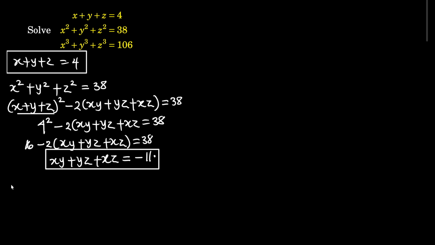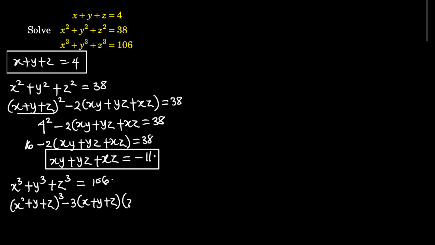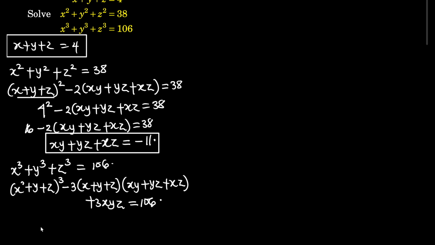The last equation is x to the power of 3 plus y to the power of 3 plus z to the power of 3 equals 106. The identity for this is (x plus y plus z) to the power of 3 minus 3(x plus y plus z) multiplied by (xy plus yz plus xz) plus 3xyz, and this is equal to 106. We can see that x plus y plus z is 4, so we have 4 to the power of 3 minus 3 times 4, and then xy plus yz plus xz is negative 11, so we have negative 11, plus 3xyz equals 106.